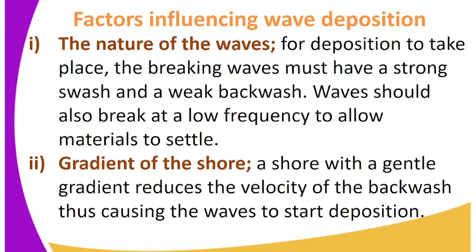Let's look at the factors influencing wave deposition. The first factor is the nature of the waves. For deposition to take place, the breaking waves must have a strong swash and a weak backwash. Waves should also break at a low frequency to allow materials to settle. Second, gradient of the shore. A shore with a gentle gradient reduces the velocity of the backwash, therefore causing the waves to start deposition.